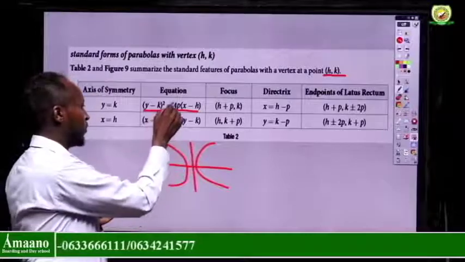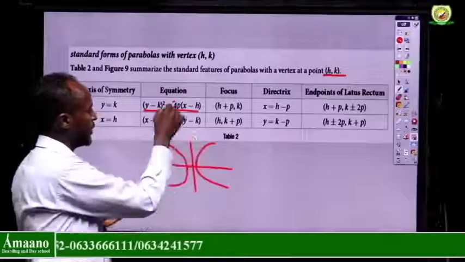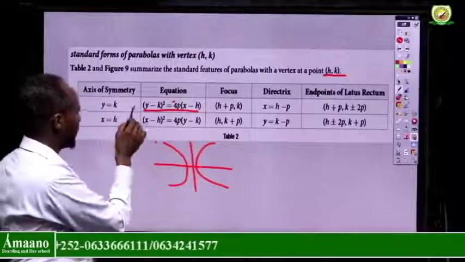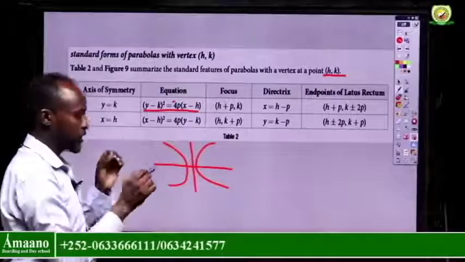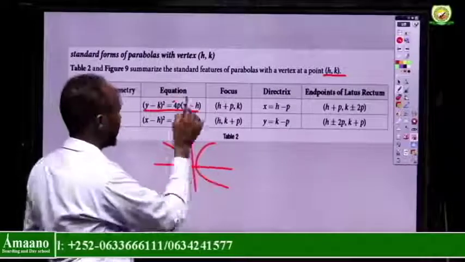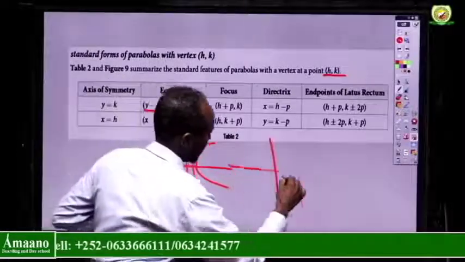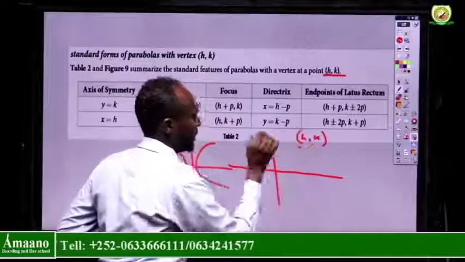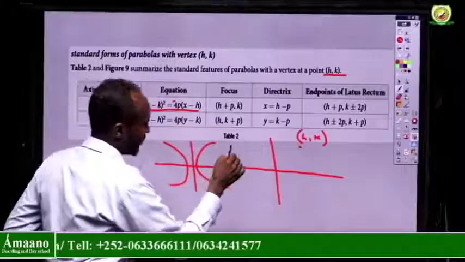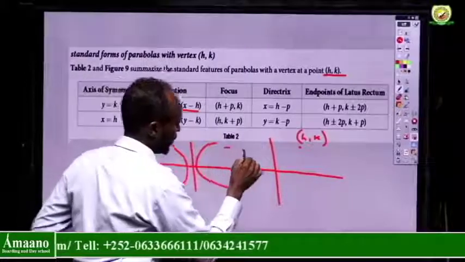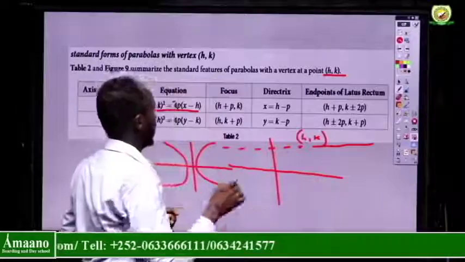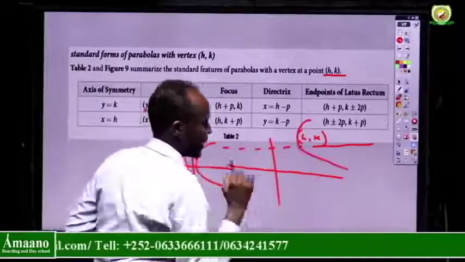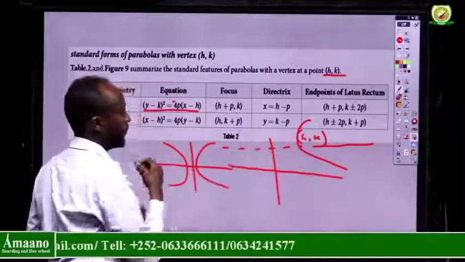Okay, as long as this is positive, it goes right side. If it is negative, it concaves left side. The axis of symmetry is always k. That will be the axis of symmetry. In this case, our parabola goes through h and k. Suppose this is h, k, which is the vertex. The axis of symmetry is horizontal. 4p, that's positive, therefore it will concave to the right side. That will be our parabola.